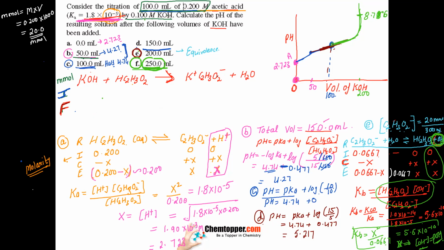So how much KOH? 250.0 mL, and the molarity of KOH is 0.1. So 250 times 0.1 is 25. Yeah, Sanjana, very good. And 20. Very good, Sanjana. She has made the table.